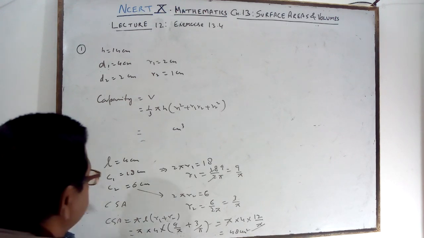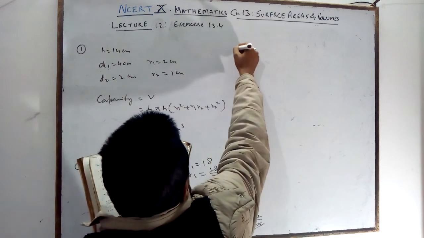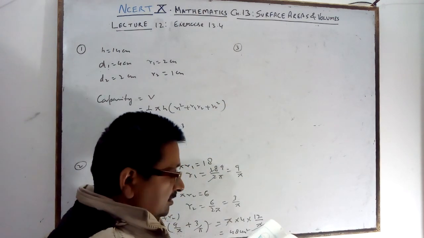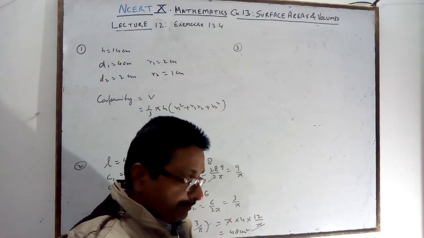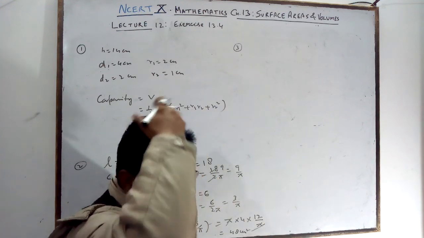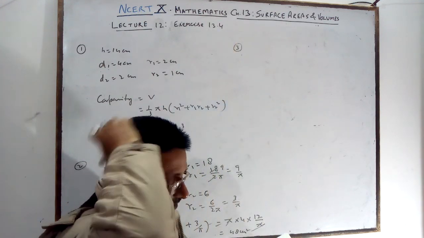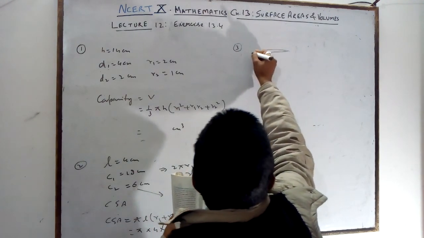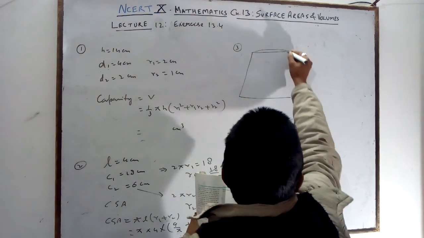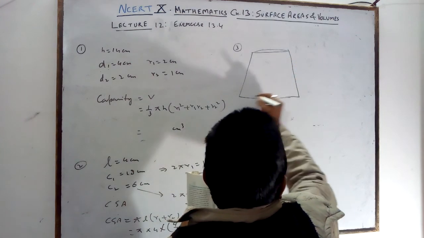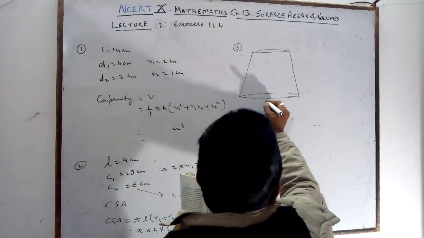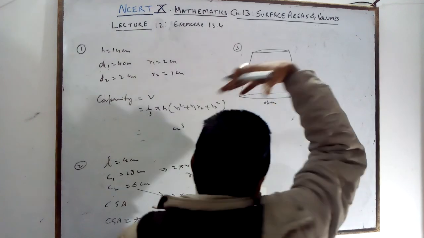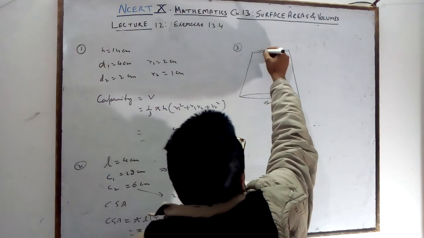Very simple. Question number 3. A fez, a cap. A birthday cap is a cone, but a fez is generally a frustum. It is a frustum-type cap. It is open on this side because you want to put the cap on the head, and the other side is closed.